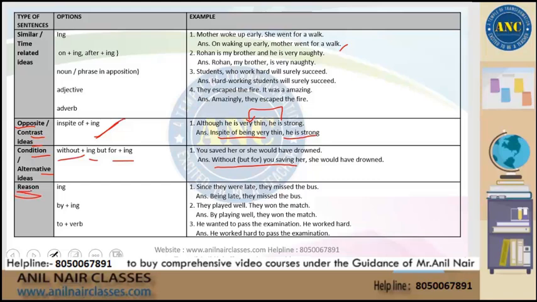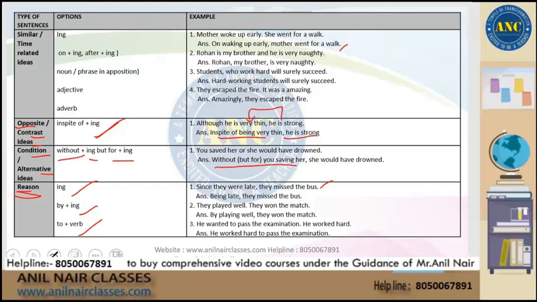For reasons, it can be directly an ing form, by and the ing form, to or and you add a verb to. Since they were late, they missed the bus. Being late, the verbs become in the ing form. Being late, they missed the bus.